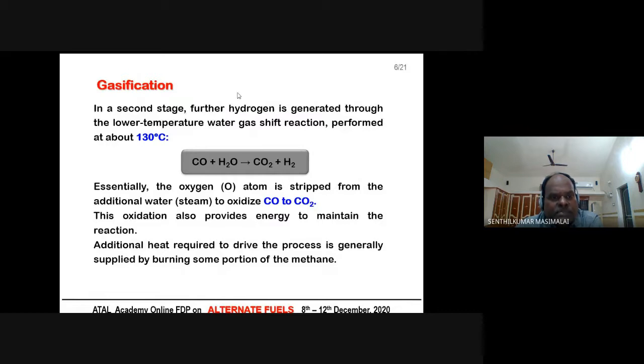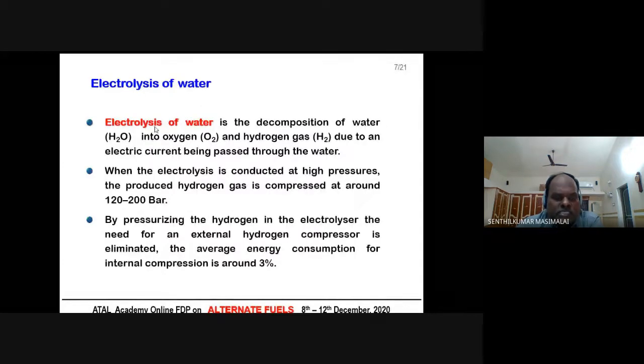Apart from this gasification process, by electrolysis, we know very well what electrolysis is in our laboratory. We can produce hydrogen by electrolysis of water. Electrolysis is breaking the water molecule by passing the current. We can get hydrogen. But electrolysis of water will give only a small amount of hydrogen. For mass bulk production, we have to go for gasification.